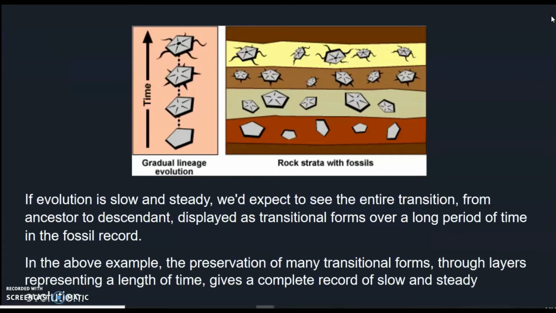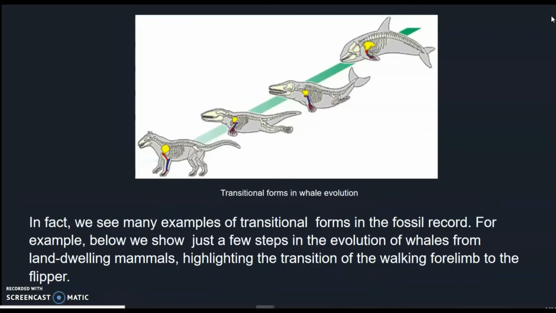What should we observe in the fossil record if evolution is slow and steady? If evolution is slow and steady, we'd expect to see the entire transition from ancestor to descendant displayed as transitional forms over a long period of time in the fossil record. In this example, the preservation of many transitional forms through layers representing length of time gives a complete record of slow and steady evolution. In fact, we see many examples of transitional forms in the fossil record.